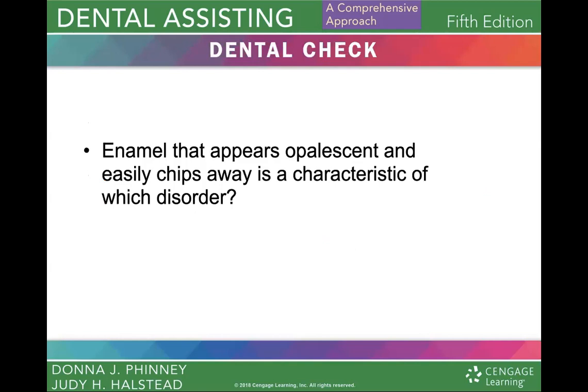So who could tell me, what do you think enamel that appears opalescent and easily chips away is a characteristic of which disorder? This will be dentinogenesis imperfecta.